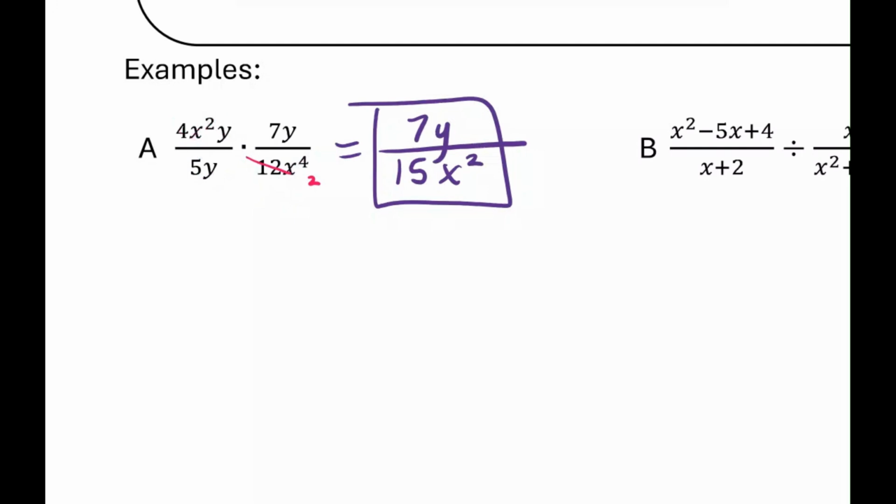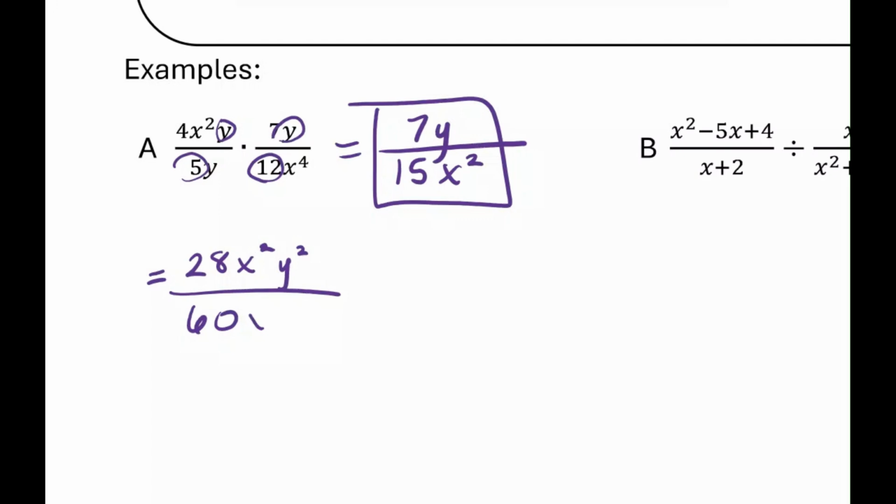Let's see what happens though if, what if we didn't do that? What if we just multiplied everything? 4 times 7 would give us 28, and then we'd have an x squared, and then y times y would be y squared, yeah? And then on the bottom, we have 5 times 12 is 60, and then I've got x to the 4th and y. All right. 28 over 60, we can divide by 4 on top and bottom. So that would give you 7 over 15.